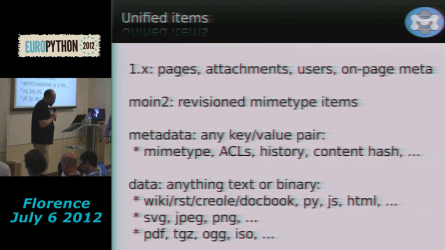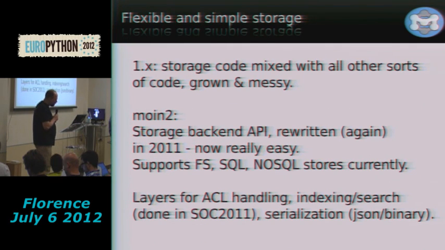Another big news is more internal. The old thing had separate page things, attachment things, users, and the metadata was inside the page. This is now much cleaner. We have revisioned MIME type items. The metadata is stored separately. It's key value pairs. And the data can be anything. It can be markup, text, pictures, binaries, whatever.